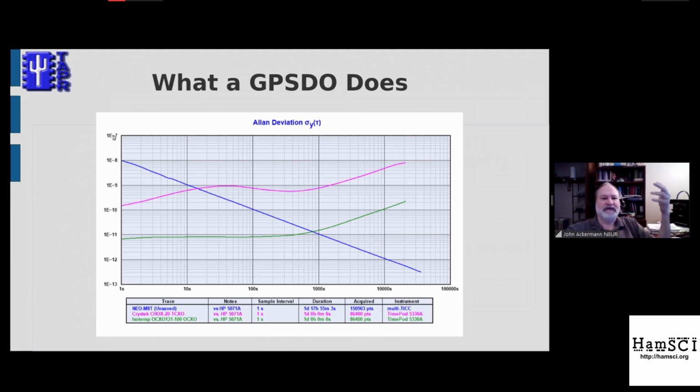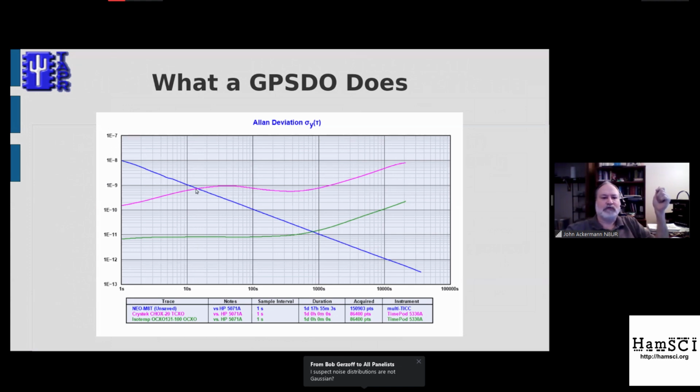Or it would be 1 microsecond at 1 second. So it's a fractional representation of the carrier frequency. And lower is better. These are orders of magnitude apart. On the right-hand side, or the x-axis, is the time.